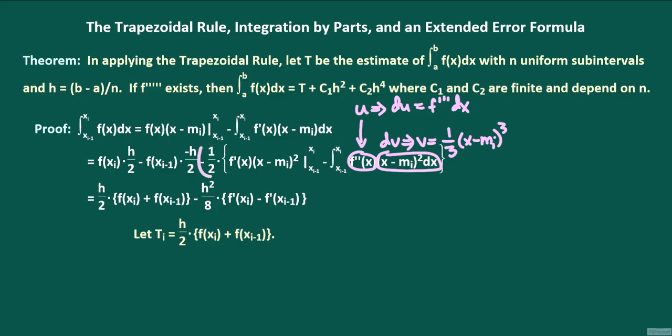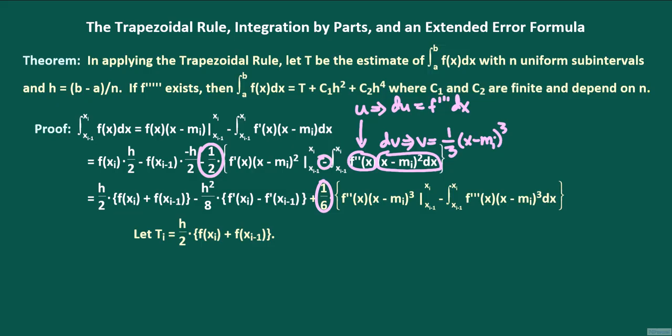1/3 times minus 1/2 along with a minus is 1/6, which is then multiplied to the product of f double prime and (x minus m sub i) cubed evaluated over the interval, minus the integral with v du. v is 1/3 times (x minus m sub i) cubed. 1/3 was already absorbed into 1/6, so that (x minus m sub i) cubed is all that's left of v inside the integral, and du is f triple prime dx.